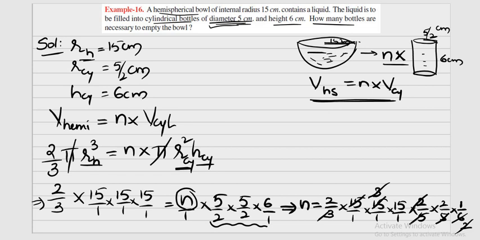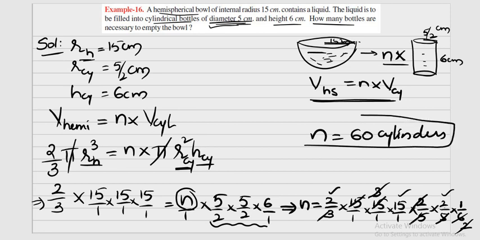Now what are the things that are remained? So here 2 is there, here 15 is there, here 2, so 15 2s are 30, 3 2s are 60. So clearly n is equal to 60 cylinders. So if we fill 60 cylinders, then we are going to empty that hemisphere. Okay, so the total number of cylinders that are required are 60, right? So this is the way how we can solve this problem, right?